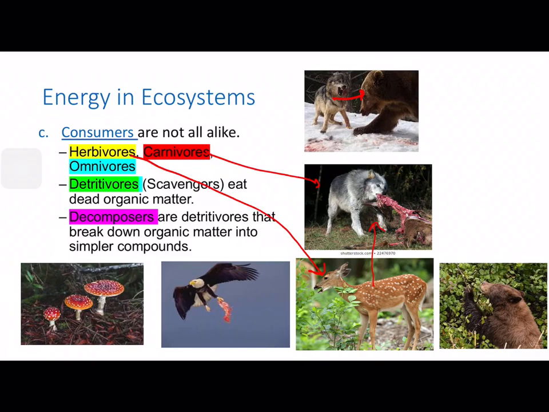Or it could also be eating the berries. So bears eat wolves, or they can eat berries. So they are called omnivores. We also have detritivores, which are scavengers.